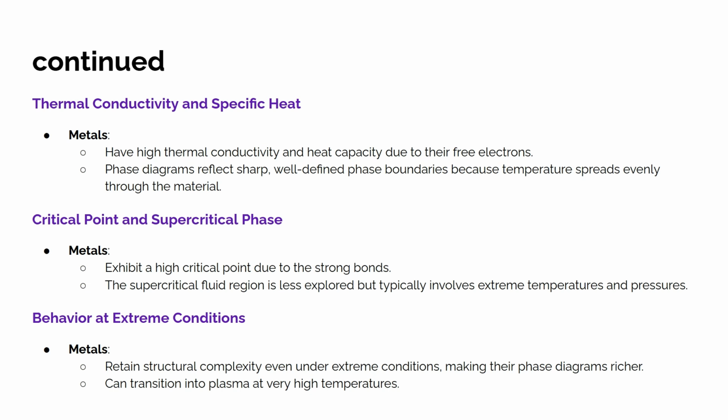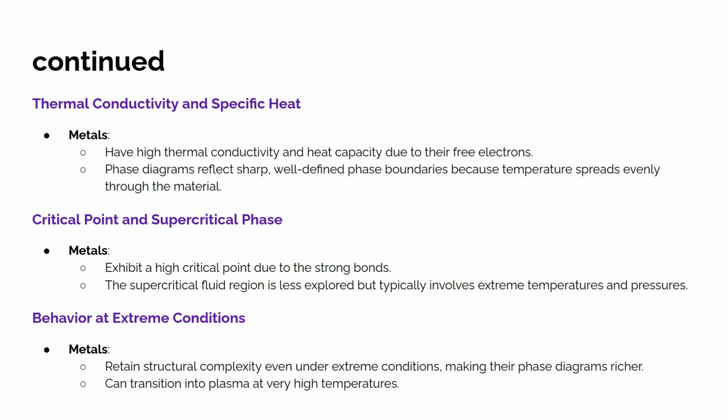Continuing, thermal conductivity and specific heat. Metals have high thermal conductivity and heat capacity due to their free electrons. Phase diagrams reflect sharp, well-defined phase boundaries because temperature spreads evenly through the material. Critical point and supercritical phase: metals exhibit a high critical point due to strong bonds. The supercritical fluid region is less explored, but typically involves extreme temperatures and pressures.